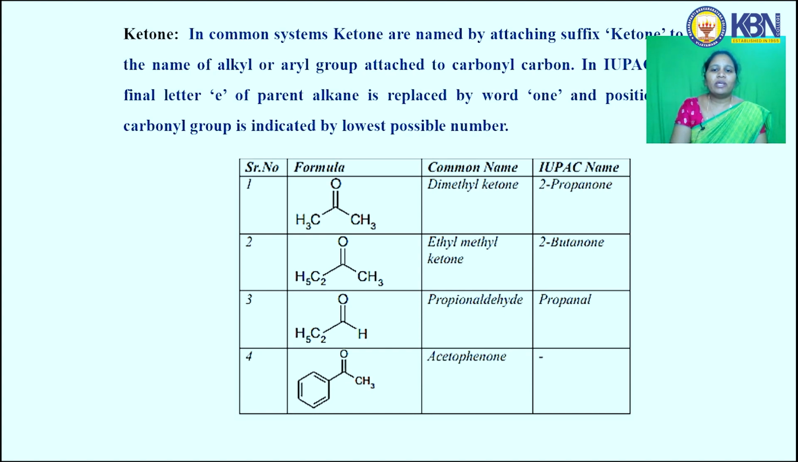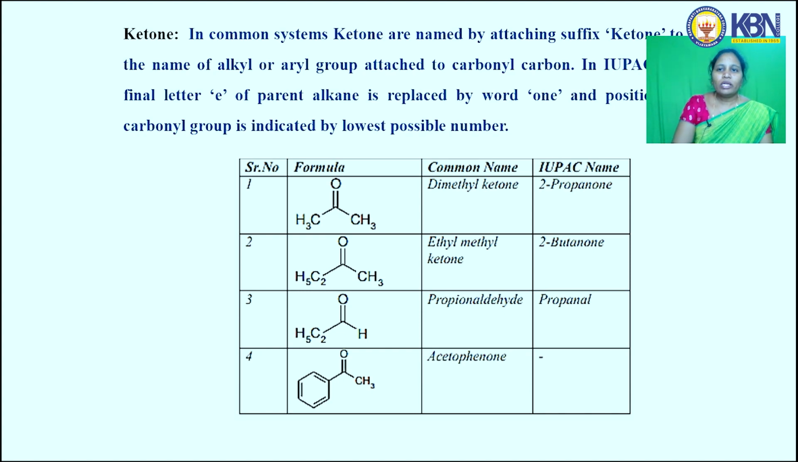The second example is ethyl methyl ketone. Here the formula of ethyl methyl ketone is C2H5 C double bond O CH3, and the IUPAC name is 2-butanone. Whereas in the case of propionaldehyde, the IUPAC name is propanal. So this is about the nomenclature of ketones.